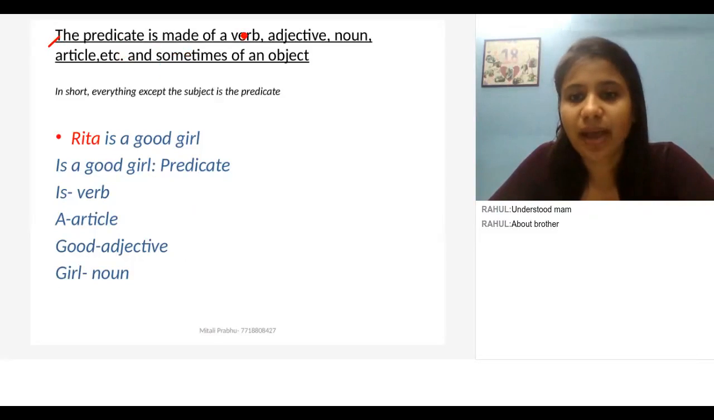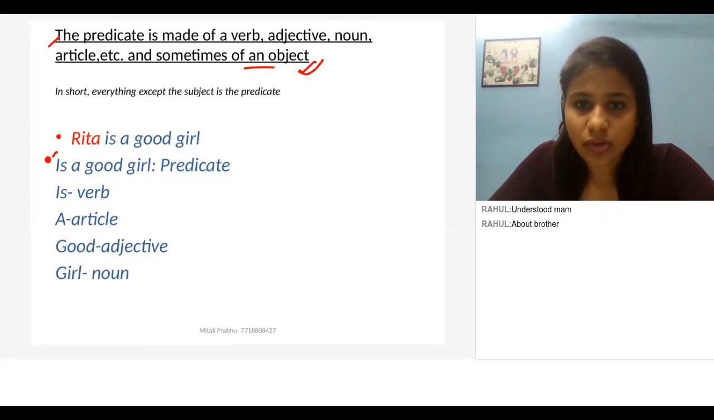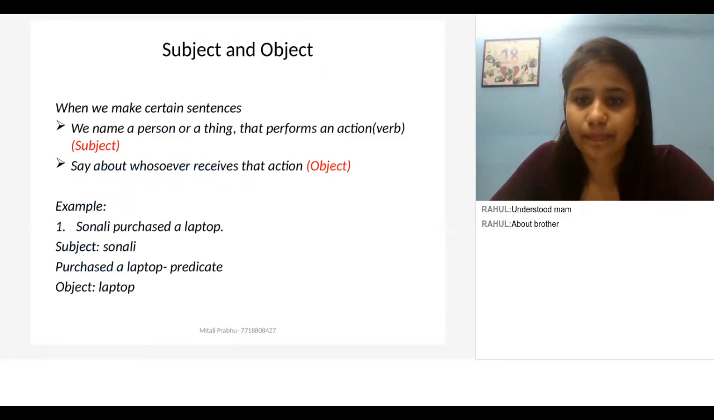That sentence can have a verb, adjective, noun, article, and sometimes an object. I will tell you what an object is after this slide. If I say Rita is a good girl, then is a good girl, the remaining sentence, is the predicate. We have a verb here, an article here, an adjective here, and a common noun here.